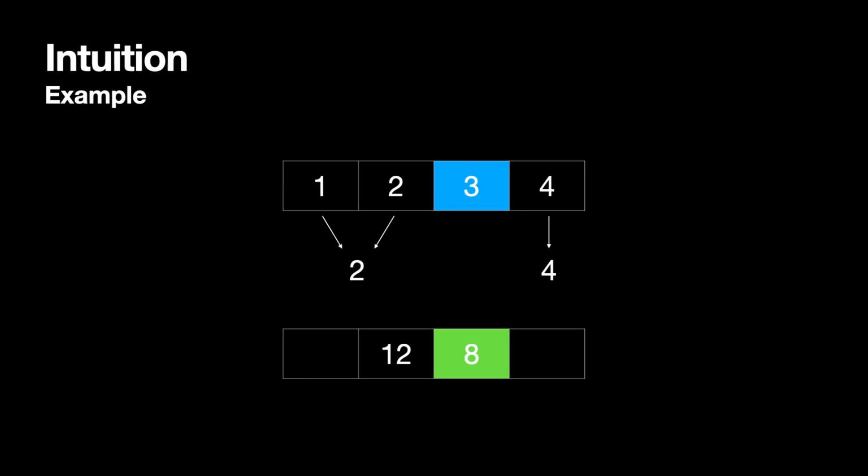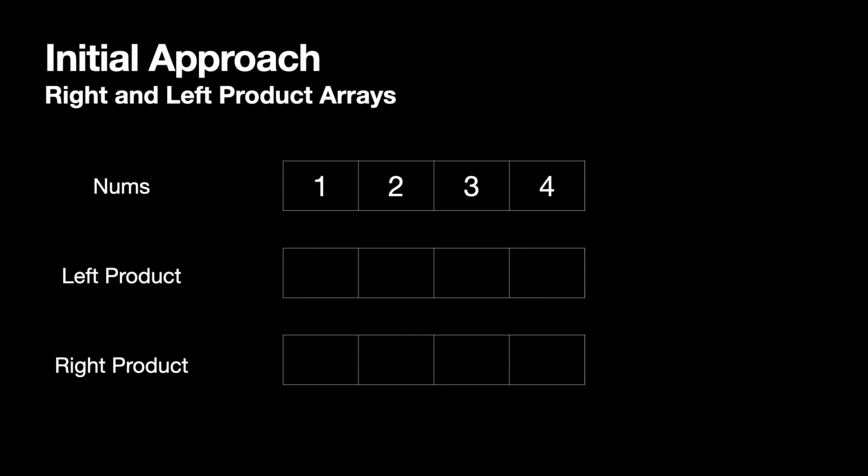We can use this intuition to solve our problem by utilizing two additional arrays, whose ith element will hold the product of the elements to the left and to the right of the ith element in the input array, respectively. Let's see this approach in action. We'll start by building out the left product array by iterating through the nums array.